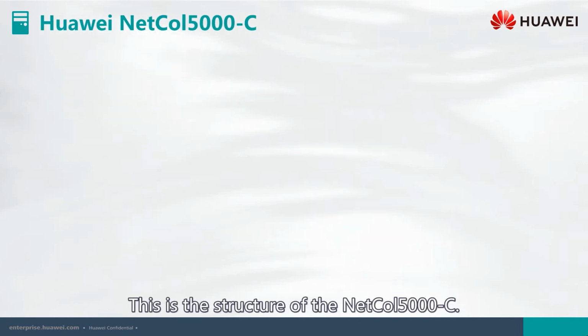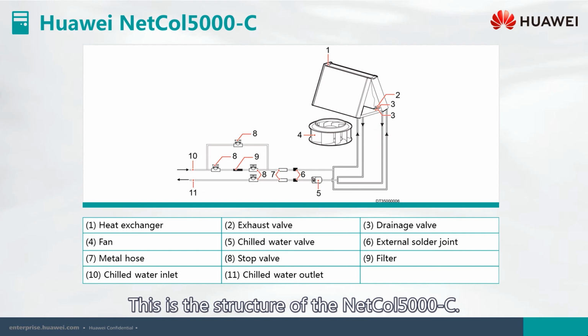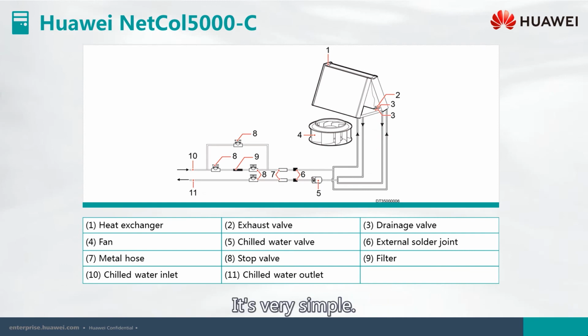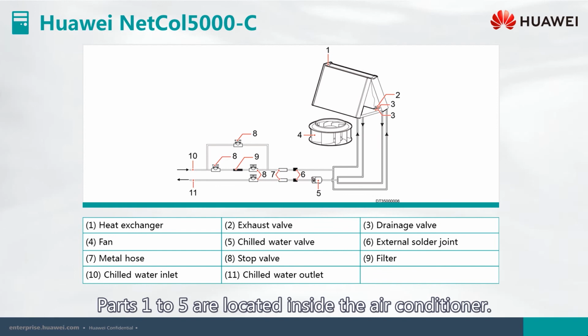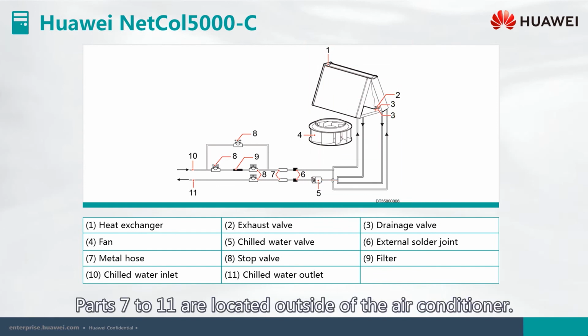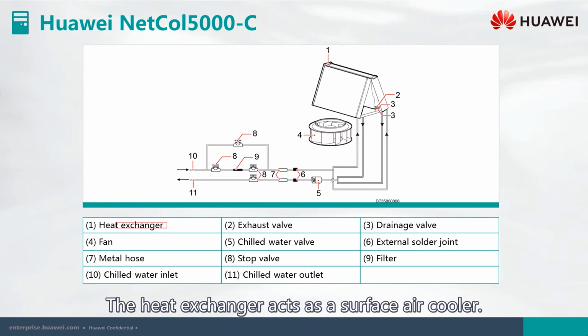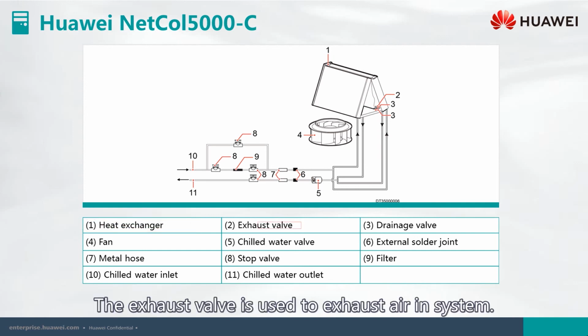This is the structure of the Netco 5000C. It's very simple. Parts 1 to 5 are located inside the air conditioner. Parts 7 to 11 are located outside of the air conditioner. The heat exchanger acts as a surface air cooler. The exhaust valve is used to exhaust air in the system.